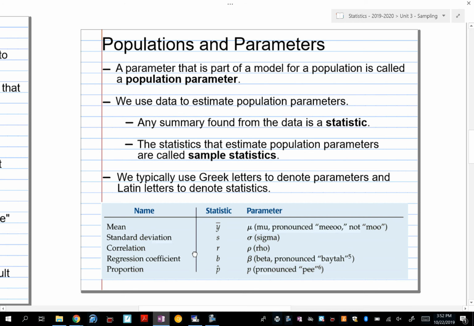The table at the bottom has the letters you need to know. We've used some of these. Remember mu and sigma? Those are for parameters, or models from a population. These are the Greek letters, and these are the Latin letters. You should see that bar, which means the average. The bar means the average.